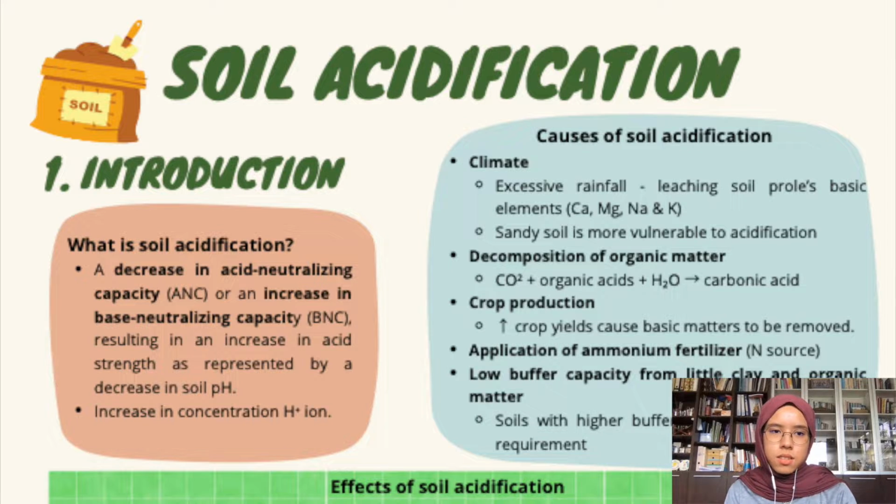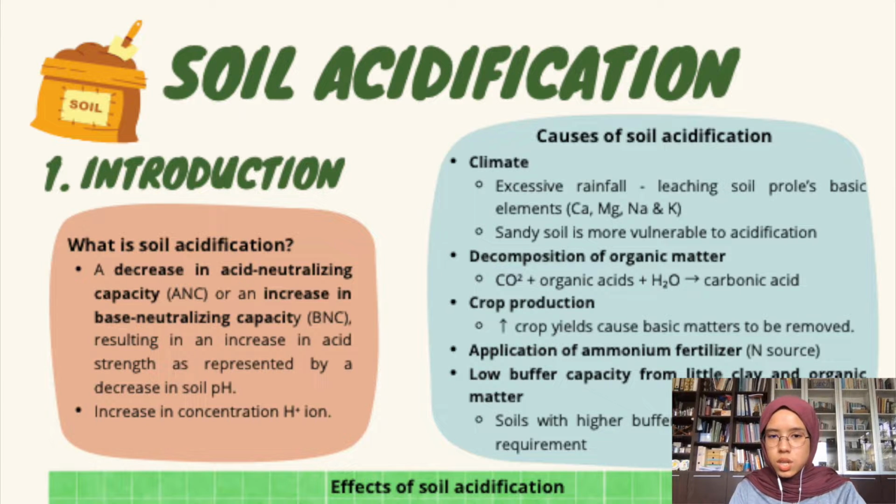Excessive rainfall causes a lot of water passing through the soil rapidly. This results in the leaching of soil profiles' basic elements, for example calcium, magnesium, sodium, and potassium, that actually prevent soil acidity. The next cause is the decomposition of organic matter. The reaction of carbon dioxide and organic acids during the decomposition reaction results in the formation of carbonic acid, which are actually forms of weak acids in the soil.